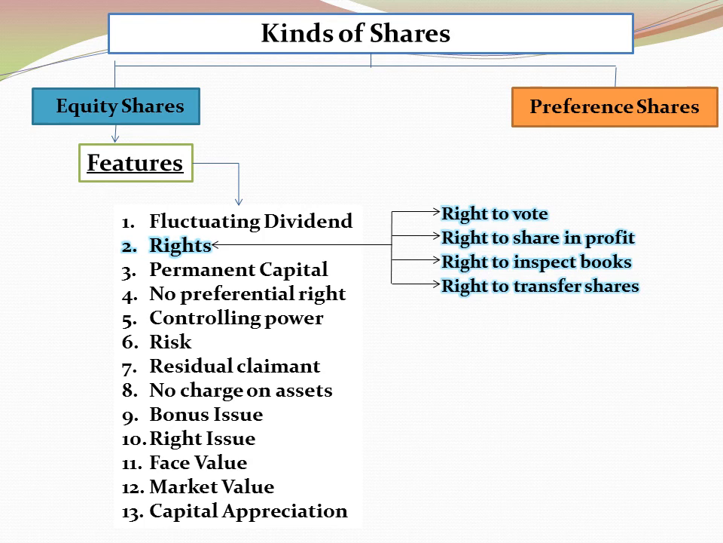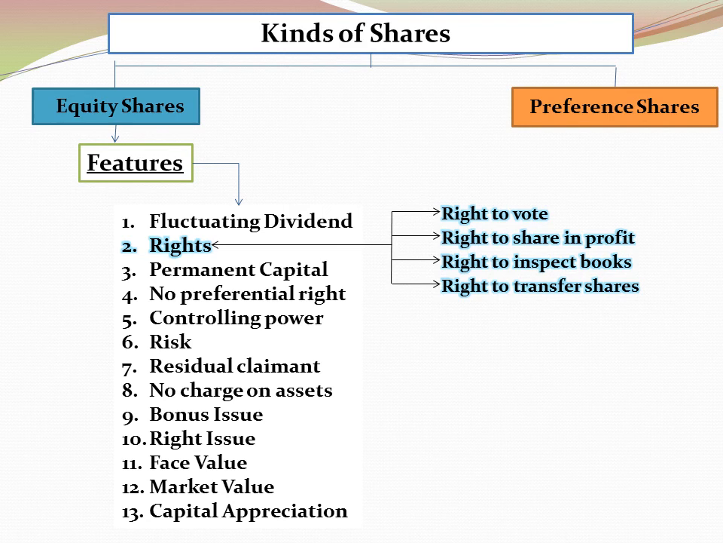Next, the right to inspect books. Equity shareholders have the right to inspect the statutory books. Statutory books means the official records kept by the company relating to legal matters, for example, register of members, register of directors, etc. Next, the right to transfer shares. Equity shareholders enjoy the right to transfer the shares, which has been laid down in the articles of association of the company.